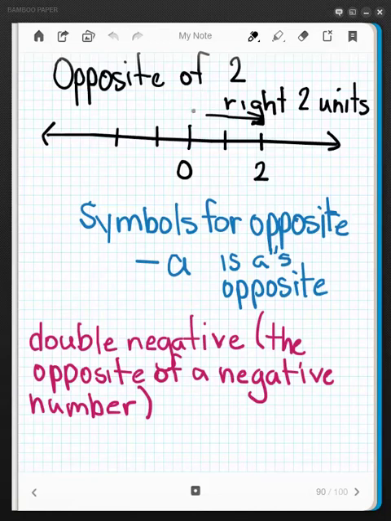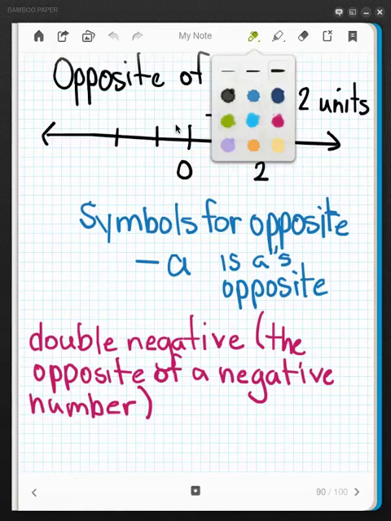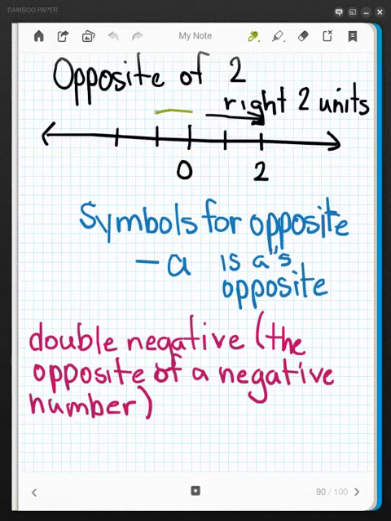So if we're talking about the opposite of 2, 2 is 2 units to the right of 0. And if we went 2 units to the left of 0, then we would be talking about 2's opposite. And 2's opposite symbolically is a negative sign, which looks like a subtraction sign or a minus sign, and then a 2. And this is read the opposite of 2. So our symbol for an opposite is this negative sign and then the A, and that's read A's opposite.